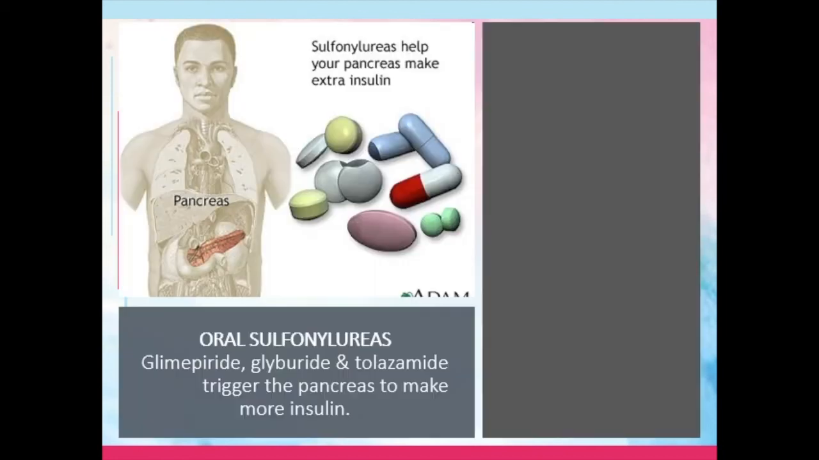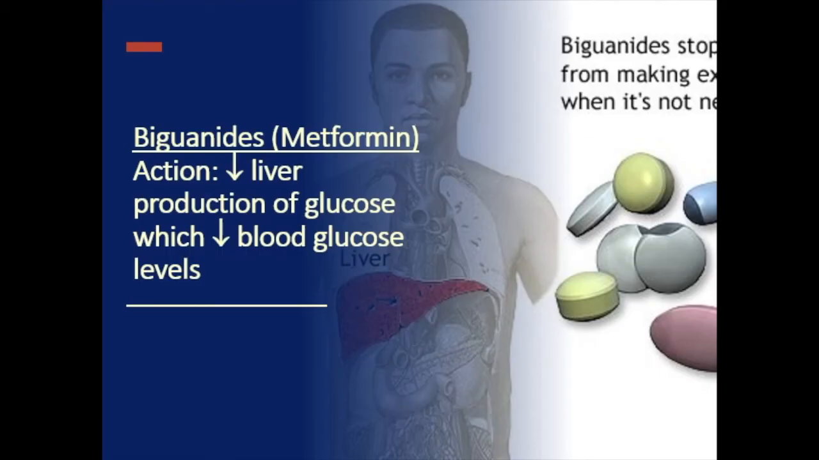Then you have your oral sulfonylureas, examples of which again are your glimepiride, your glyburide, and then your tolazamide. Take note that the action is to trigger the pancreas to make more insulin. Then you also have your biguanides. The action of your biguanide is to decrease the liver production of glucose, meaning in other words, it prevents your gluconeogenesis, in which it would try to decrease also your blood sugar levels.